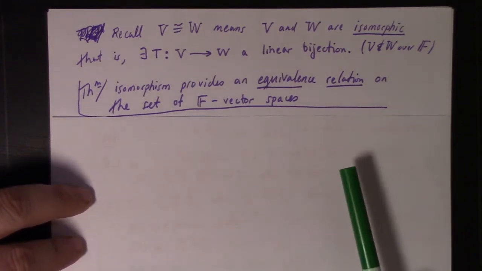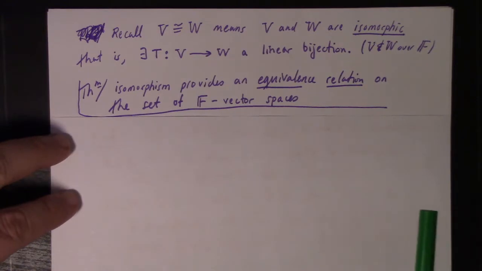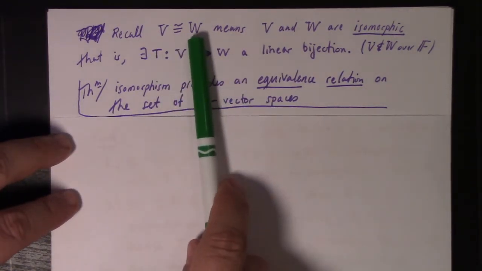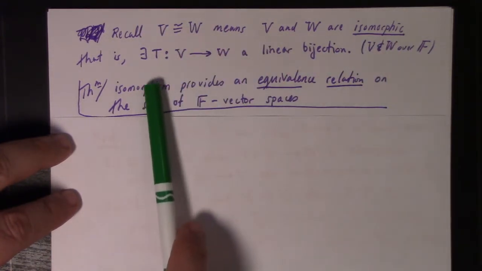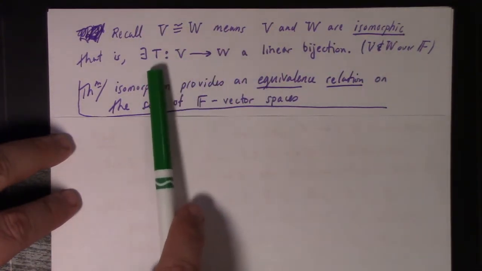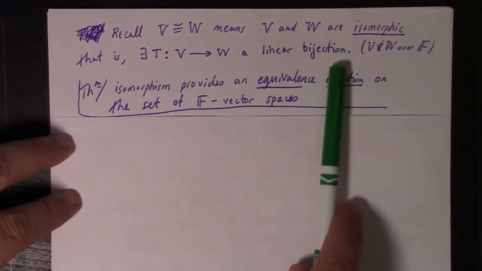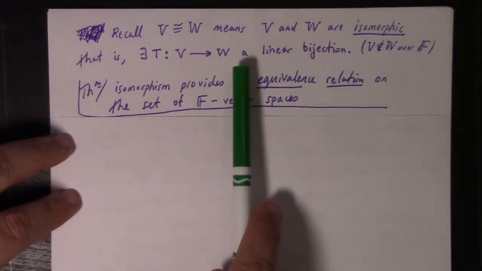So I have a few more words about isomorphism before we jump into the matrix thing. Just to comment, V is isomorphic to W means that there exists a linear map which is invertible. It's a bijection. And we proved that that inverse also has to be linear, right?